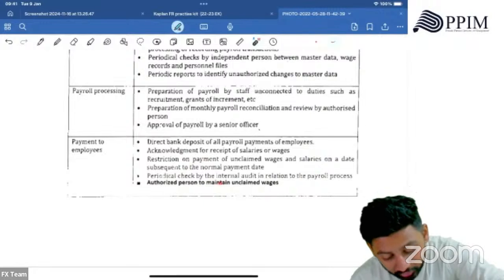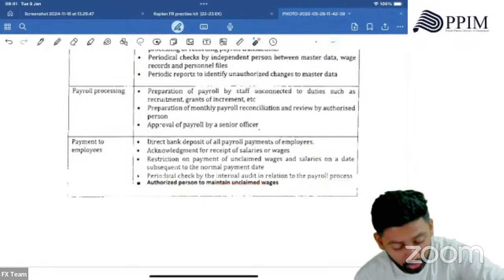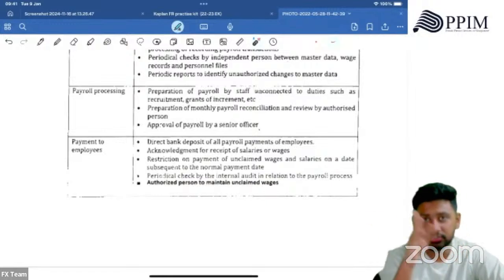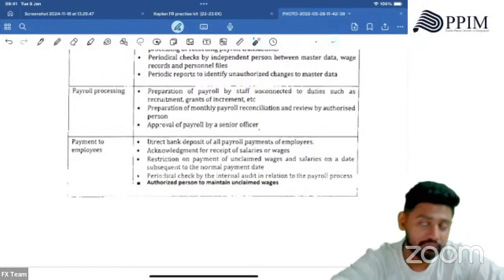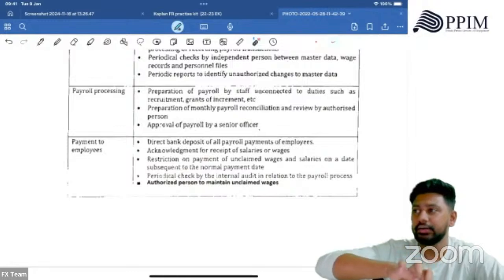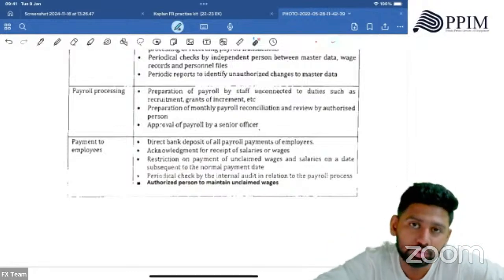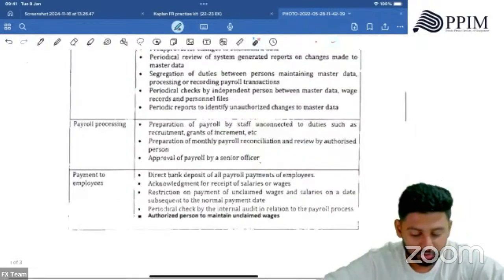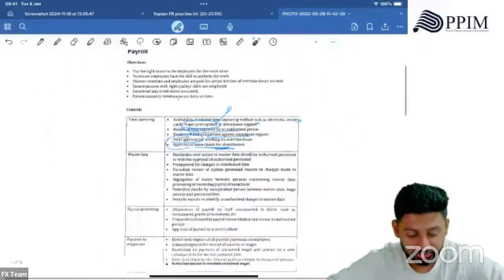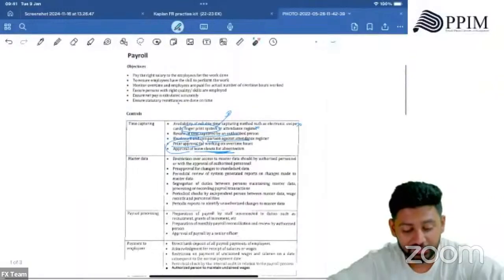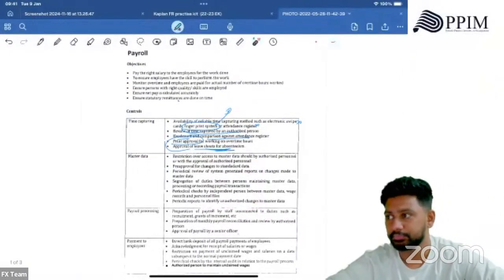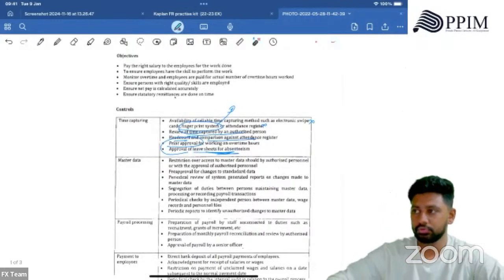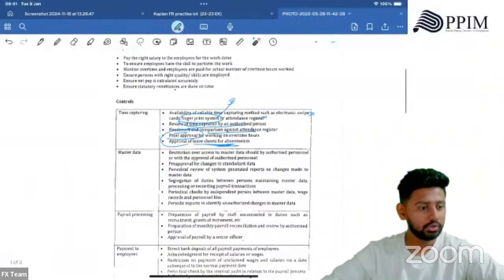Periodic check by the internal audit in relation to the payroll process. Authorized person to maintain unclaimed wages. Internal audit has to periodically check what is happening in terms of the payroll process. Are there any changes that we have to make to make sure that the process is smooth? Guys, these are the controls, these are the objectives. Please go through this again, and then we will directly do a question from the past paper, a detailed question.